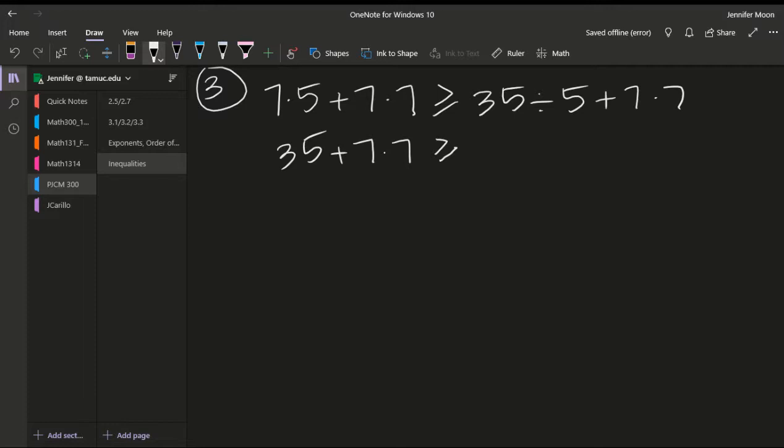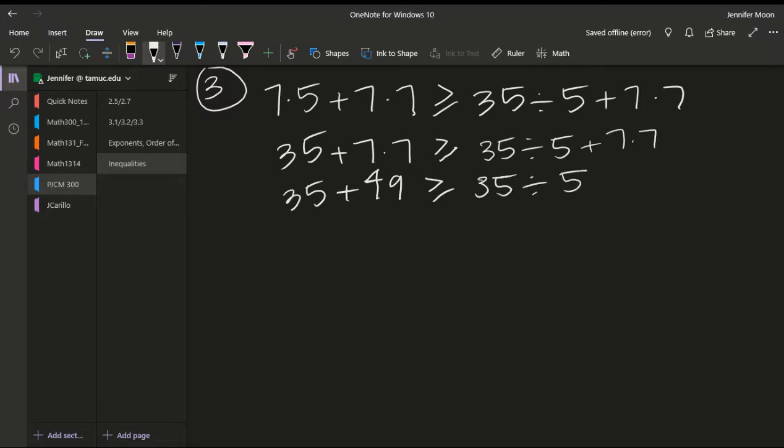So over here now, left-hand side, we have 7 times 7. 7 times 7 is 49, greater than or equal to, just for continuity, I'm going to go ahead and bring it down. 35 plus 49, 84, greater than or equal to. Okay, now I'm working on the right-hand side.